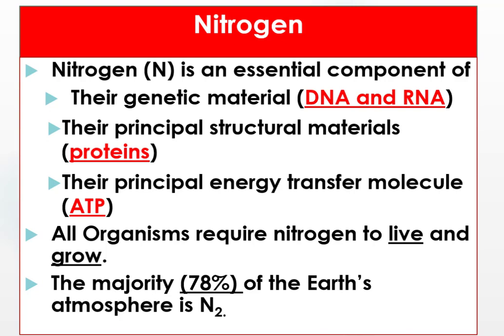Nitrogen is an essential component of genetic material DNA and RNA, the principal structural materials or proteins, and the principal energy transfer molecule ATP, and all organisms require nitrogen to live and grow. Nitrogen is required in substantial amounts by all living organisms. In many ecosystems, nitrogen is the chemical element in shortest supply relative to the needs of organisms.